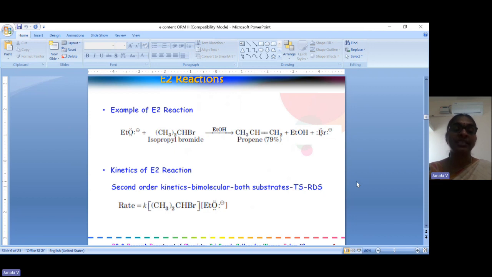Next comes the kinetics of E2 reactions. This is second order kinetics, and it is bimolecular, and here the rate constant k depends upon the concentration of both the ethoxide ion as well as the isopropyl bromide. So in this case, both the substrate, isopropyl bromide, and the ethoxide ion are present in the transition state, and this is the rate determining step.